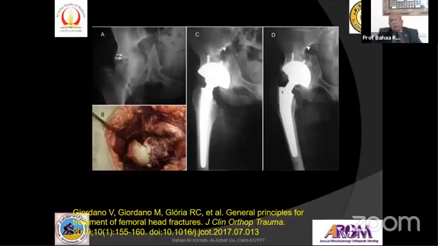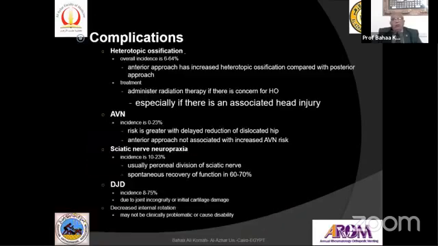This is an example of arthroplasty, as has been cited from the Journal of Clinical Orthopedics and Trauma. This is type 4 with fracture acetabulum and fracture head, replaced by total hip. What about the complications of the treatment of femoral head fractures?